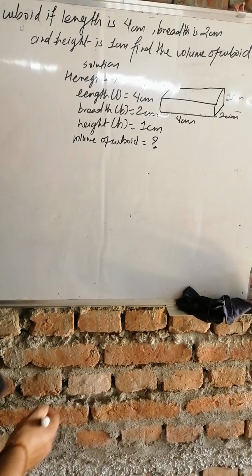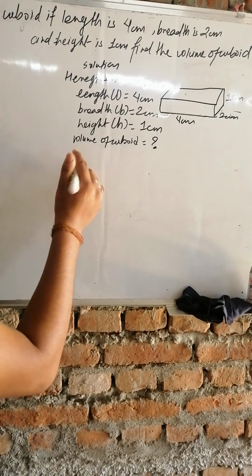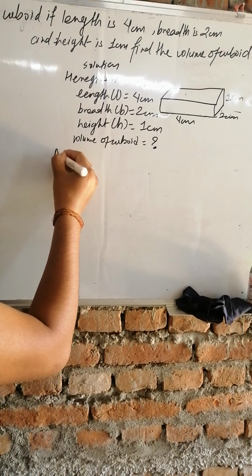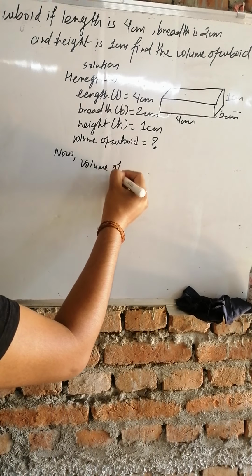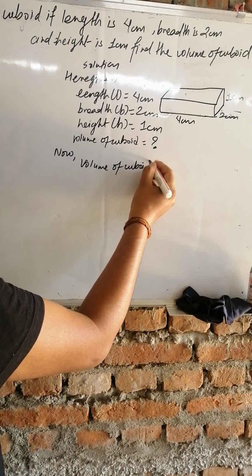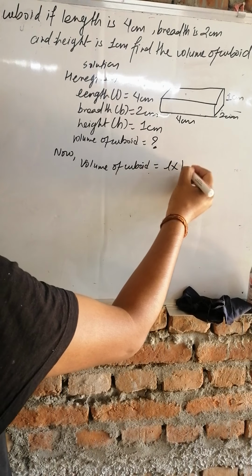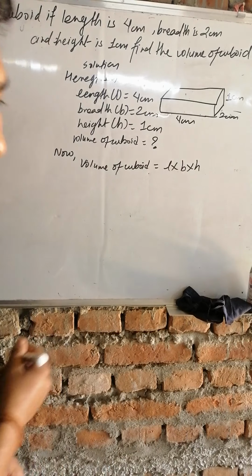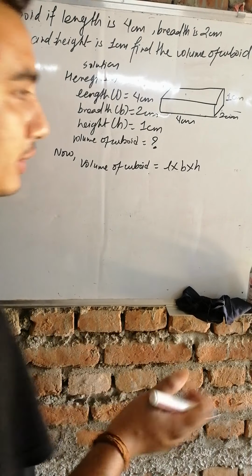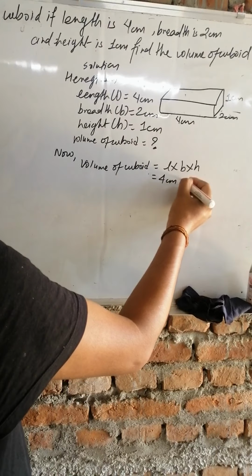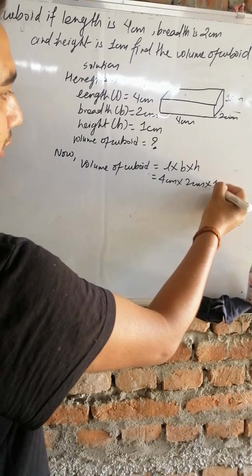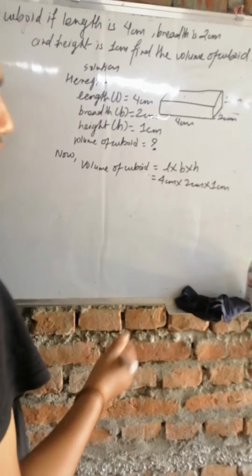Okay, so after this, let's do this now. Volume of cuboid equals L multiply B multiply H. This is the formula to find the volume of cuboid. Last time I gave you that formula. L means 4 centimeter, breadth is 2 centimeter, and height is 1 centimeter.